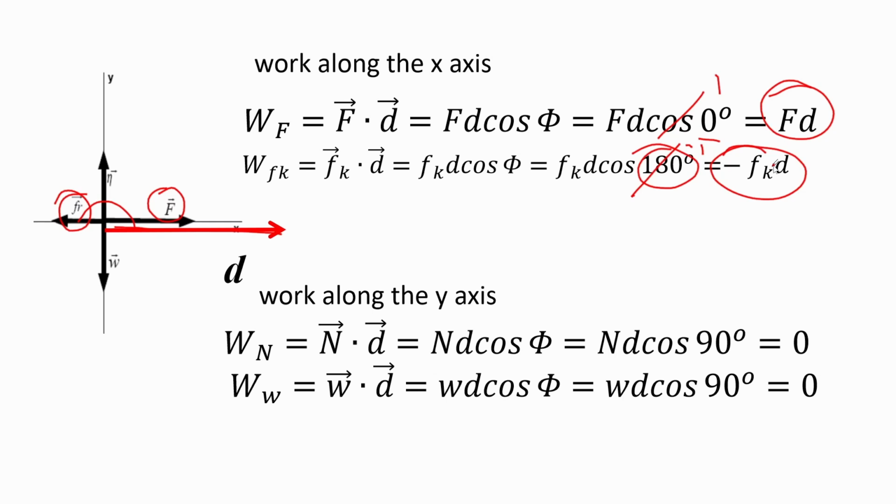Now, considering the vertical forces. The first one is the normal force, N. So N dotted with d is equal to N d cosine phi. Since the normal force is perpendicular to the surface, and the block travels along the surface, they are at 90 degrees to each other.